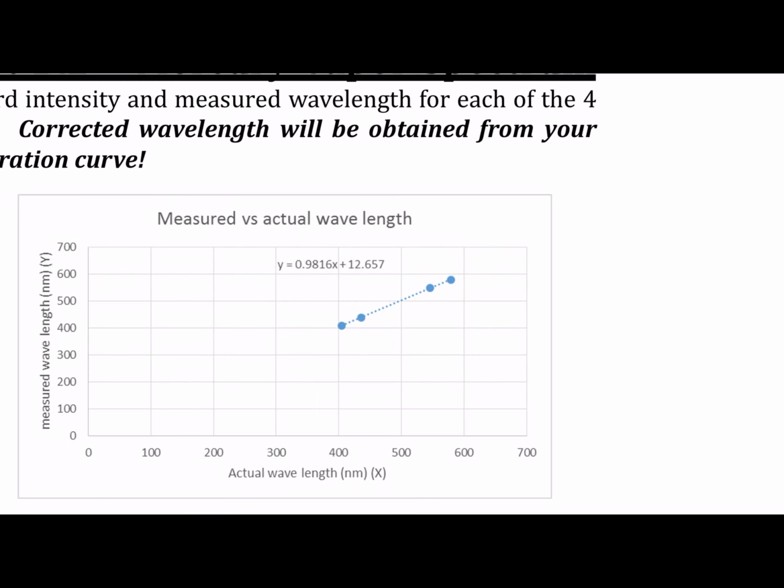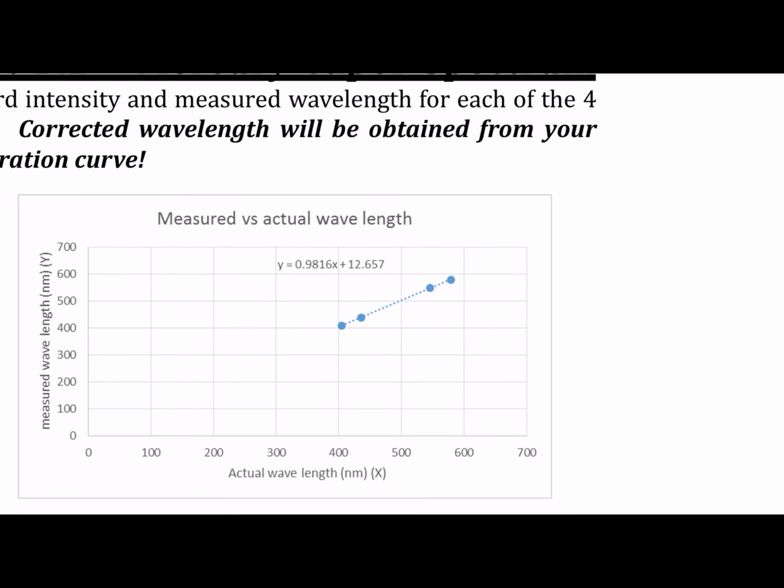Now what do we have on our y-axis? The y-axis is the measured wavelength. And what do we have on the x-axis? That is the actual wavelength. Now using the calibration curve, we can find the corrected wavelength, or the actual wavelength, for the hydrogen spectrum. Measured wavelengths are given. So which axis do we put these values on, the y-axis or the x-axis? Measured, right? So this should go on the y-axis.